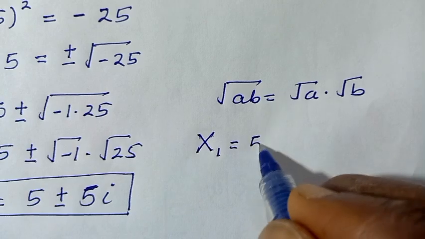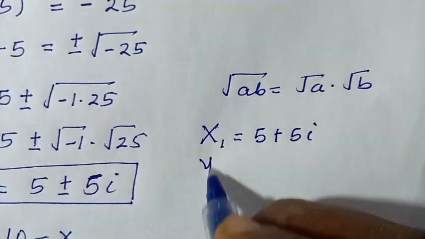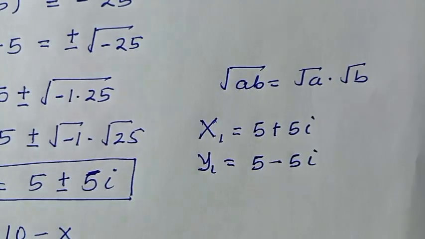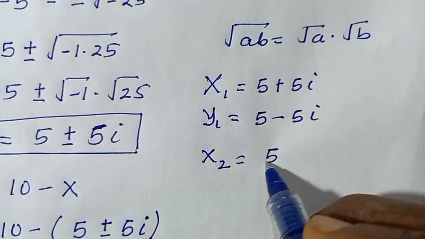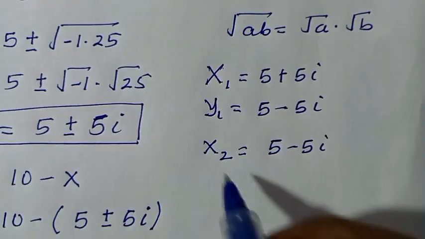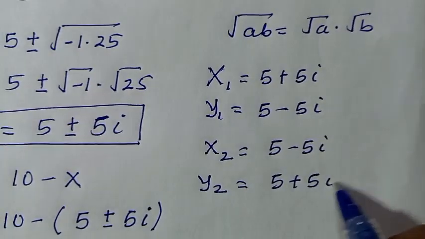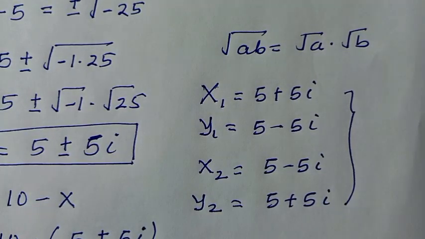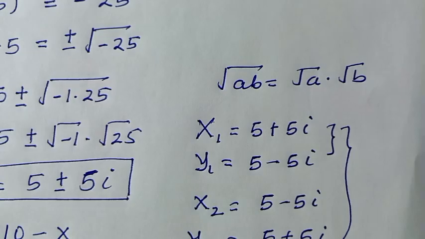And in general, we have the value of x1 as 5 plus 5i, and also we have y1, which is 5 minus 5i. And also, when we have x2, which is 5 minus 5i, we have y2, which is 5 plus 5i. So here are all the solutions that we have, and we are going to verify if they really satisfy the given equations. So let's go for this.